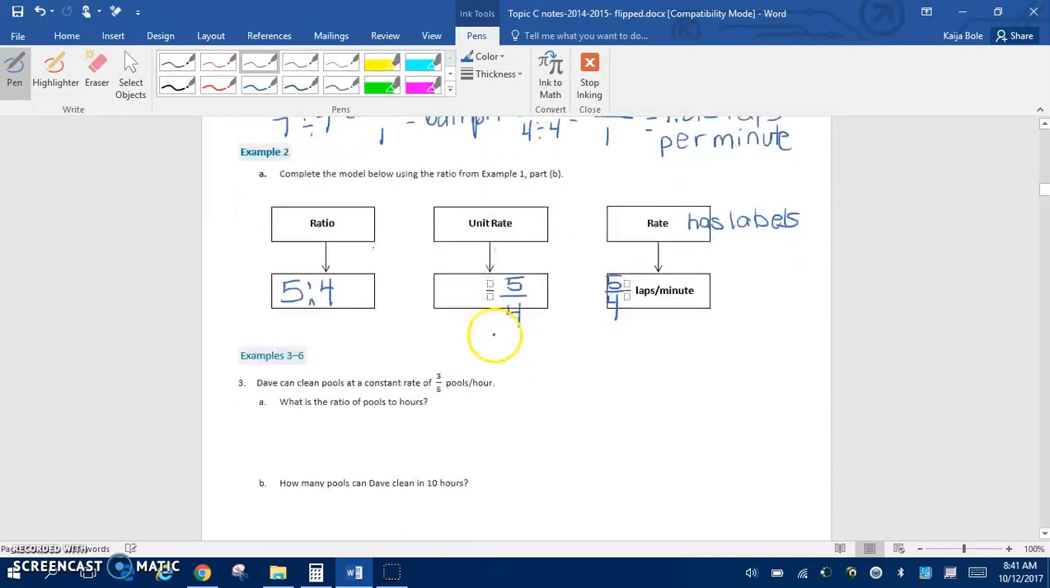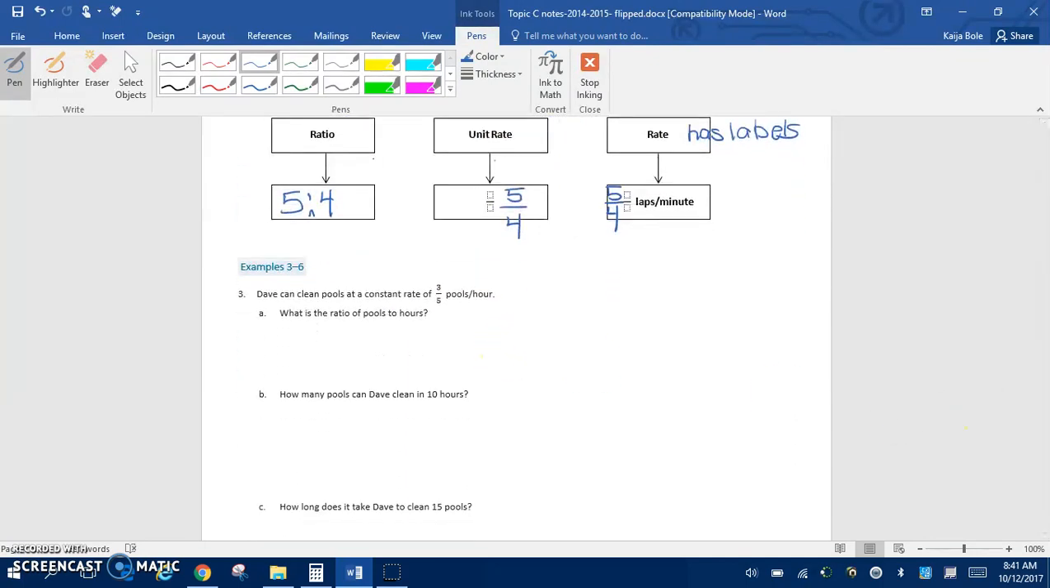So if we move down here to number 3, it says Dave can clean pools at a constant rate of 3 over 5 pools per hour. It asks for the ratio first. So the ratio, what they gave us, is 3 to 5. So 3 pools to 5 hours. Now it's asking how many pools can Dave clean in 10 hours.